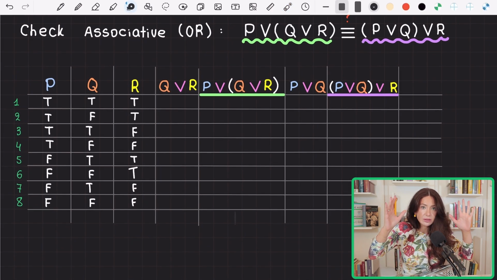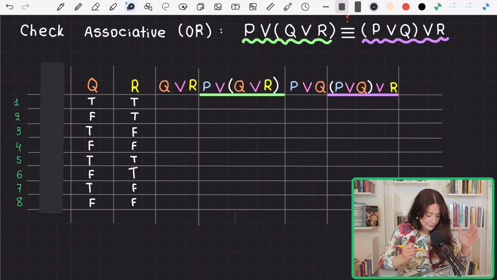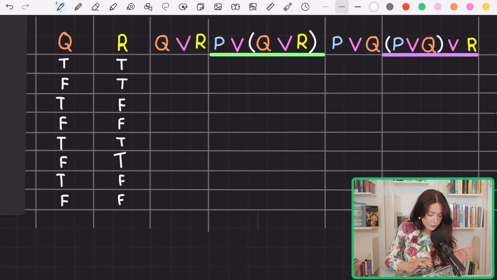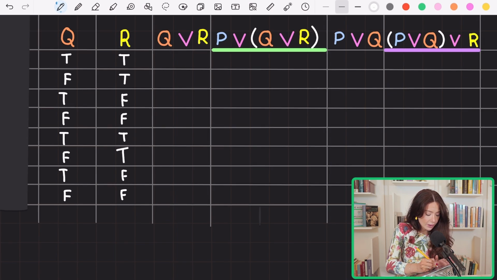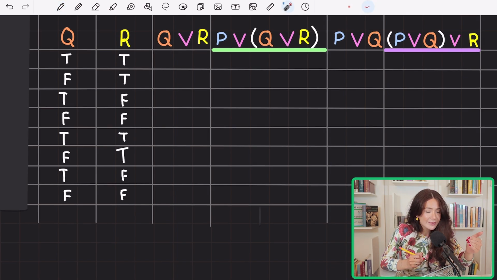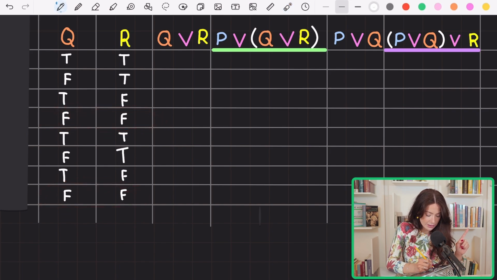I just need Q and R. So I'm going to cover up P. And you can cover that with your hand when you're doing your homework. Well, I know that it is true more times than it is false. So first let me get when it's false, and then I'll know everything else will be true. So it seems like this is the only place where it's false. Okay, so I go into my robot mode, everything else is true.